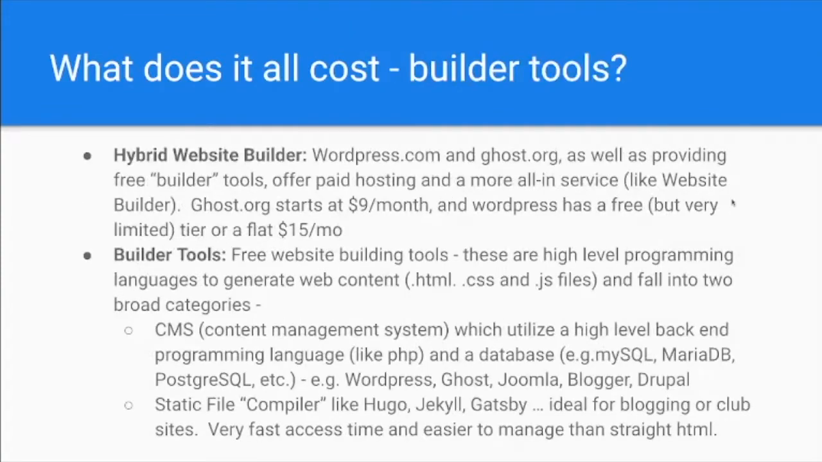Okay, so more on cost. What I call the hybrid website builders. This is like WordPress and Ghost. As well as providing tools, they also provide hosting and a more all-in service, kind of like Wix.com. Ghost starts around $9 a month, and it's a flat fee. And WordPress has a free but very limited tier, and then it has a flat $15 a month after that. So they're not expensive, and they take away the hassle of having to maintain the website.